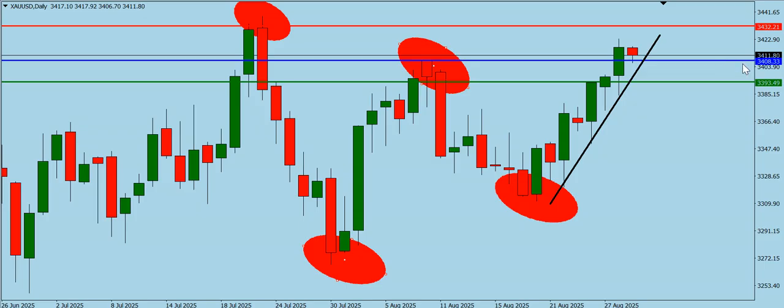Now this blue horizontal line is our pivot line, and it's at 3408.33. This red horizontal line is our first resistance, at 3432.21, while this green line below here is our first support, and it's at 3393.49.